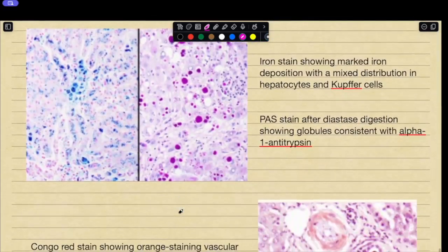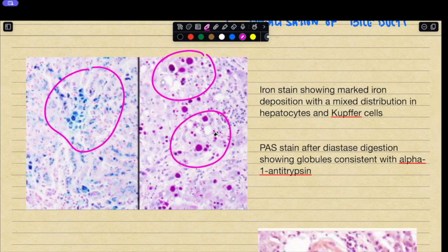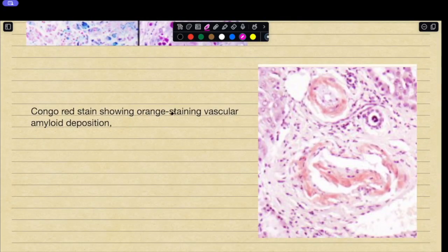Before we discuss the IHC, let me show you. Over here, you can see iron stain showing marked iron deposition in mixed distribution in the hepatocytes and Kupffer cells. Over here, you can see the PAS stain after diastase digestion, showing the globules consistent with alpha-1 antitrypsin, eosinophilic globules. This is the Congo red stain, showing orange staining vascular amyloid deposit. This is the amyloid deposition in the liver biopsy, around the vessels.